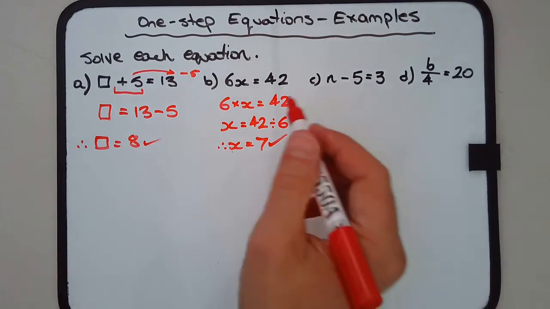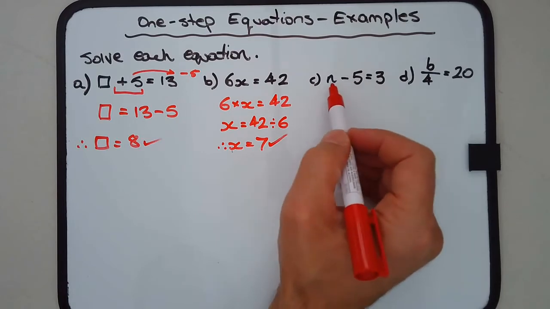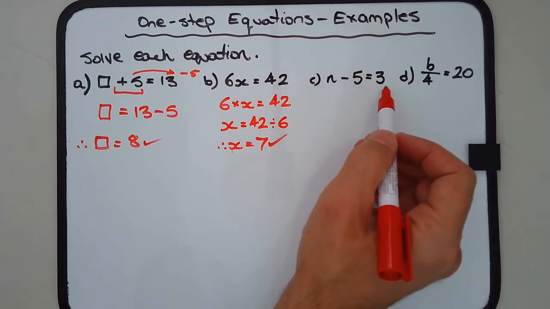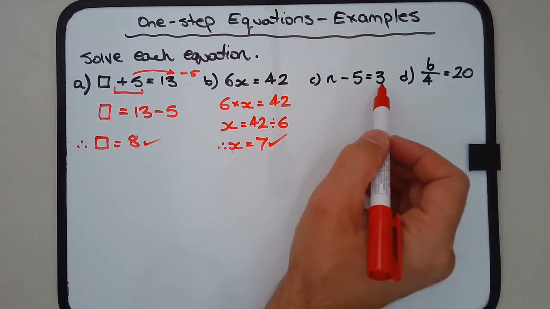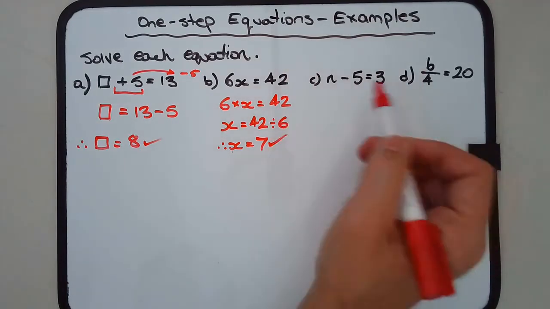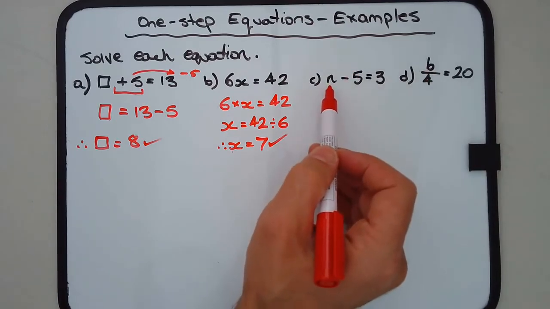All right. We'll be doing this more often as we progress through this topic. Part C, n minus 5 equals 3. Okay. Now, what should we do first? Is the 3 in the right spot? Is it on the right hand side? Yep. I think we're happy with that. The pronumeral's on the left? Yes, we are happy with that too.